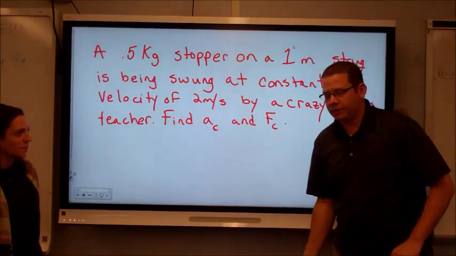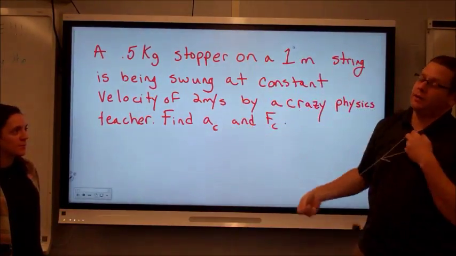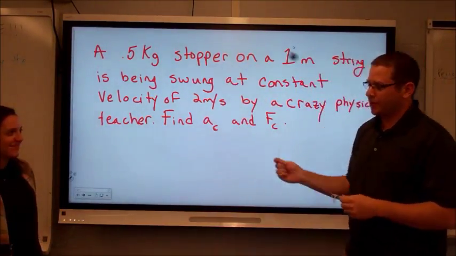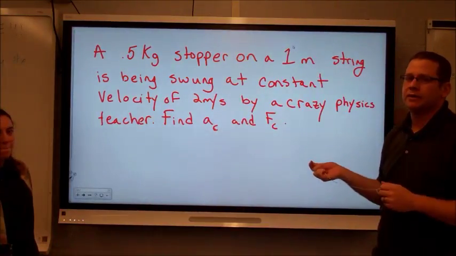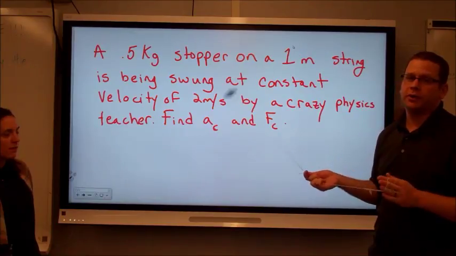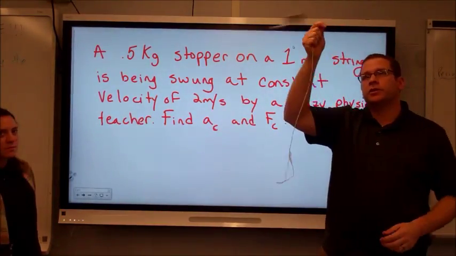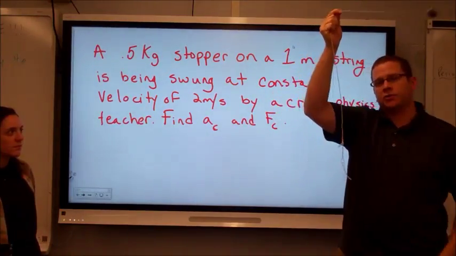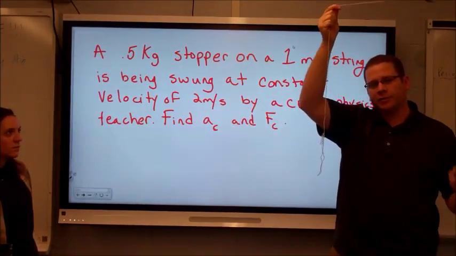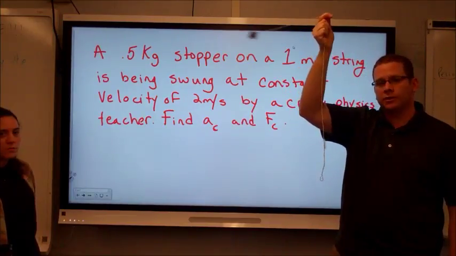For this particular demonstration, I will swing it this way over my head because when I swing it the other way, there are other forces involved. So we don't want to actually have to calculate those other forces. For this one, we're just going to swing it this way. Now, the centripetal force is being supplied by the string. Remember, centripetal force has to be directed towards the center, and the only thing that's pulling that stopper back towards the center is the string.